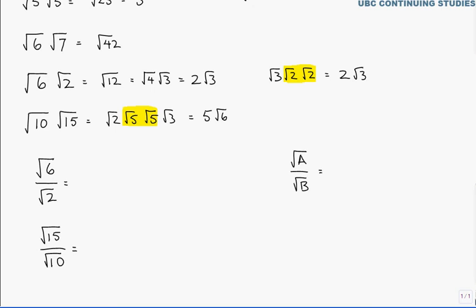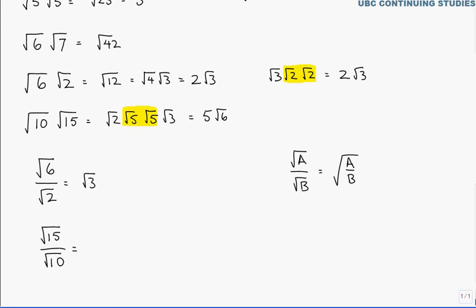Root 6 over root 2. If we take 6 and divide it by 2, we get 3, and sure enough, the result here is just root 3. So in general, we can write root a over root b is simply root a over b. However, you don't want to do this if a over b doesn't yield an integer. In general, you want to avoid having any kind of a fraction as your radicand. You want your radicands to be integers. So you really don't want to do this very often.